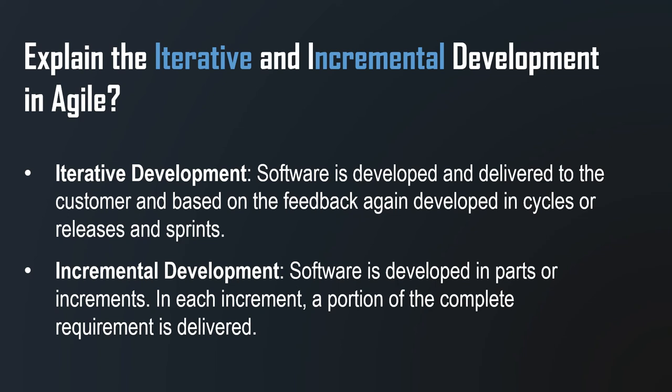Whereas in iterative development, you will build all the 5 and give them to the customer. The customer will provide you feedback, you will note that down, and then again release a new version of it, and that is called iterative development. Incremental development is where you develop software in parts and increments, right?